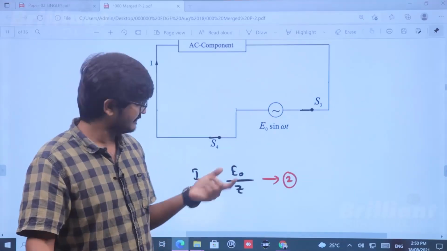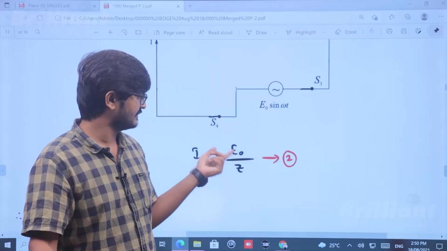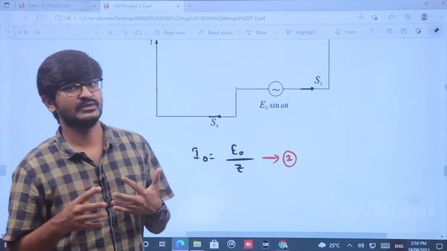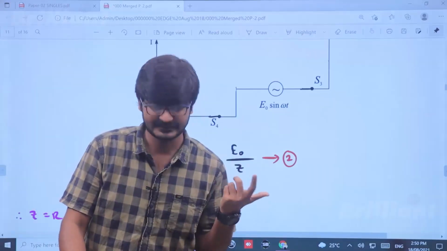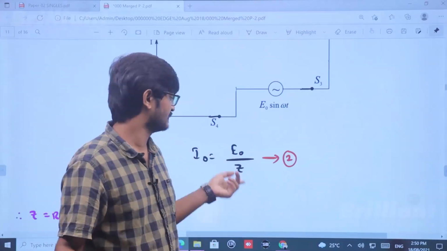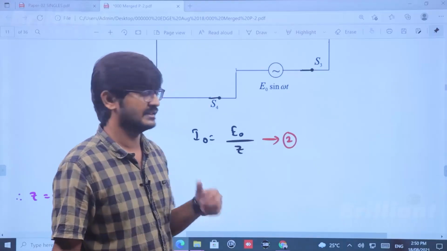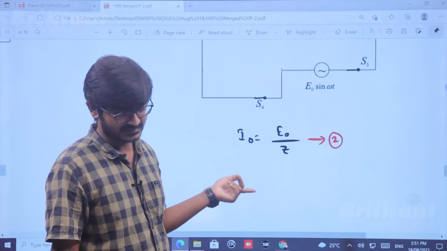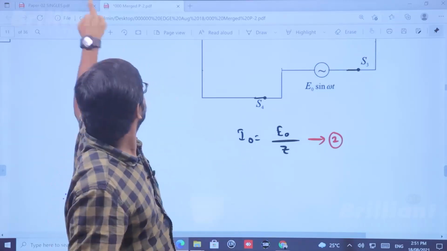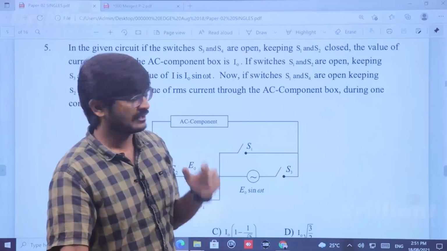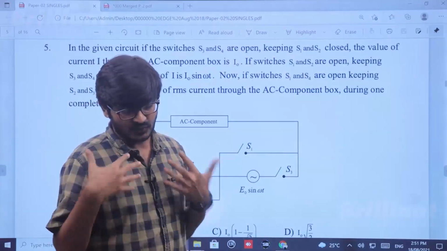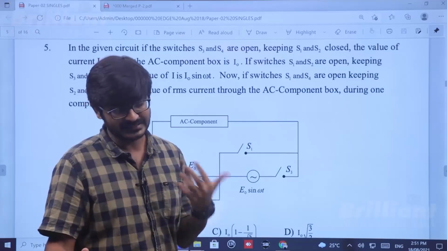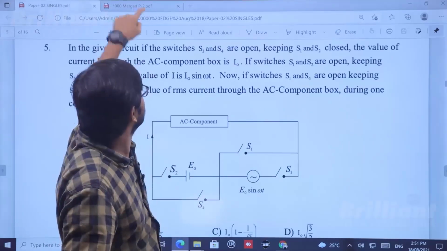Current is in phase, at the same time magnitude is E0 by Z, which is same as earlier magnitude. So from this you can easily conclude there is only resistor in that AC component. So Z will be equal to R, because there is no phase difference, and magnitude wise it is same as earlier maximum magnitude, right? Now comes the third case. In the third case, now if the switches S1 and S4 are open, keeping S2 and S3 closed, the value of RMS current through the AC component during one complete cycle.